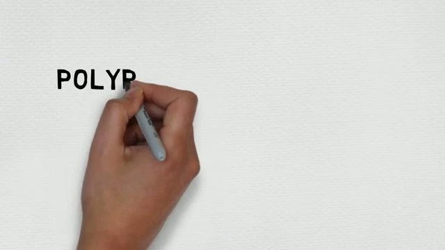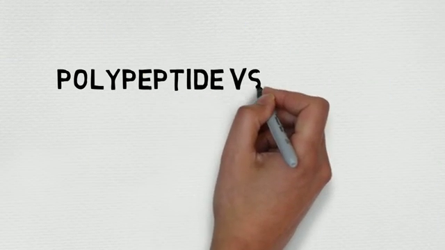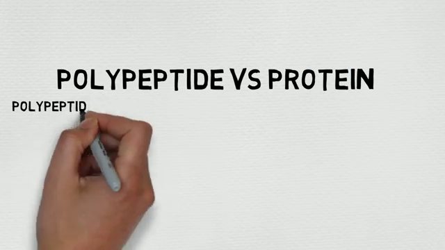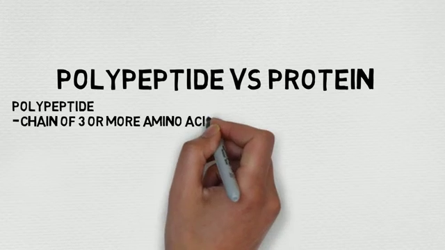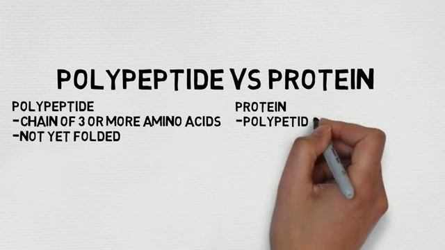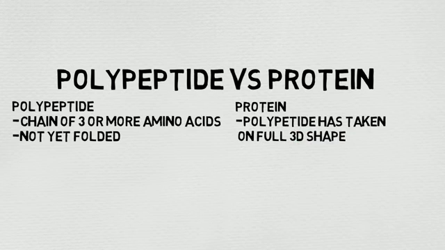Before we talk about how proteins link together, we're going to differentiate proteins from polypeptides. A polypeptide is a chain of 3 or more amino acids not yet folded, whereas a protein is when the polypeptide has taken on its full 3D shape.